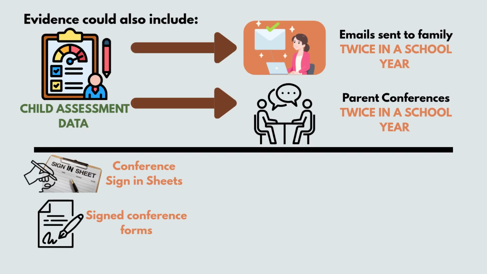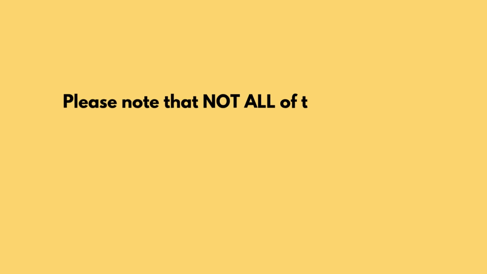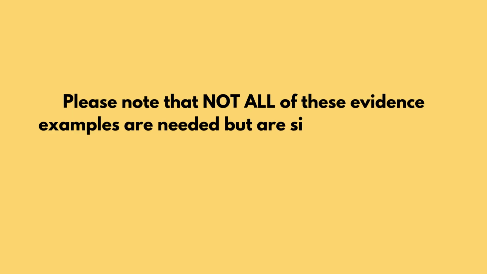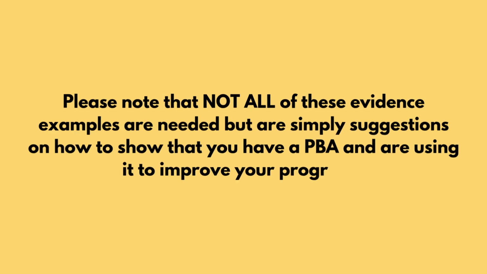For these two last pieces of evidence, this would be proven through an on-site review, which consists of a random sample of 25% per age group or classroom of data sent to families or shared at conferences twice per year. Please note that not all of these evidence examples are needed, but are simply suggestions on how to show that you have a PBA and are using it to improve your program.